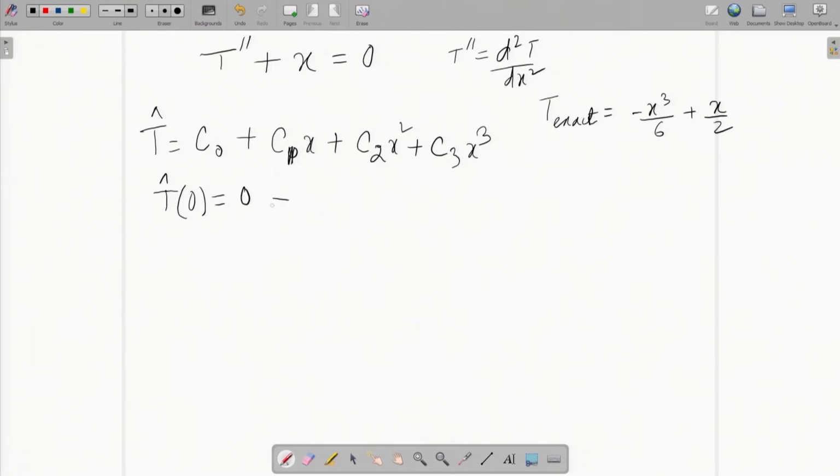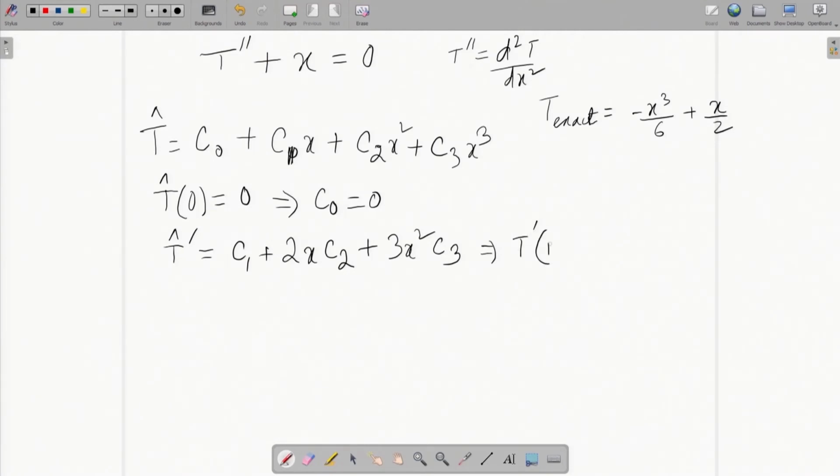So, we are now imposing the boundary conditions. We are finding the first derivative, and then we are imposing the condition that at x equal to 1, the value of this derivative will be 0. Based on that, we get an expression for C1. We substitute that expression for C1 in the t hat expression.